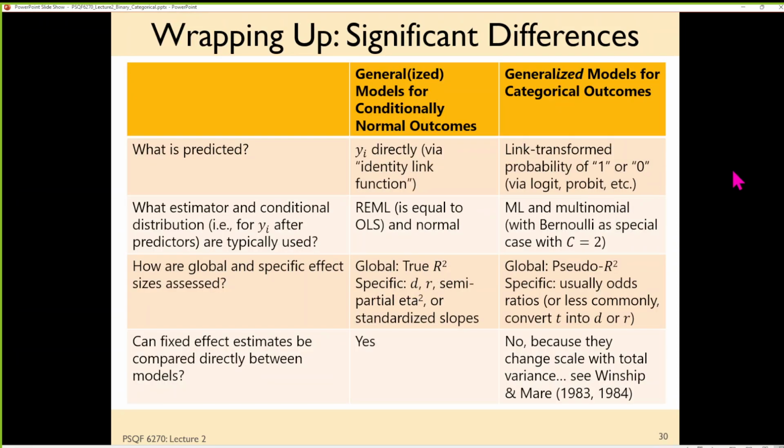So here is a summary of how models for categorical outcomes differ from general linear models for continuous outcomes. What are we predicting? In ANOVA and regression, it's y. That's it. We have an identity link. Do you remember what that term means? Times 1. Yeah. So general linear models are a subset of generalized because of that. The link function is identity. Whereas in generalized models, we have a link function, such as logit, probit, etc., and we're transforming the predicted probability of either a 1 or a 0.